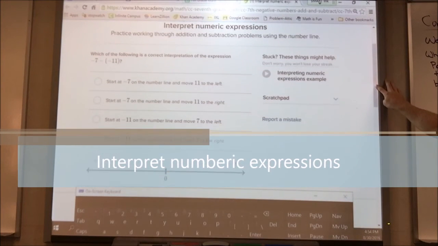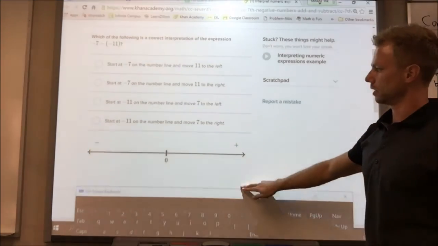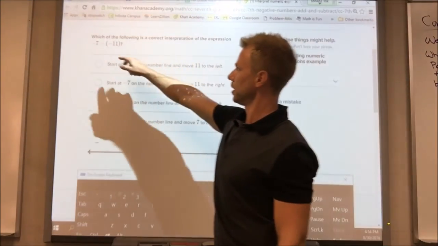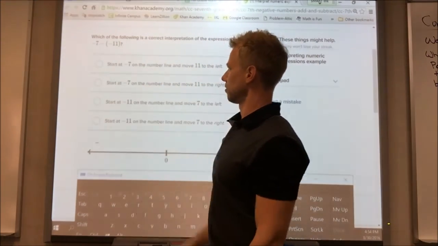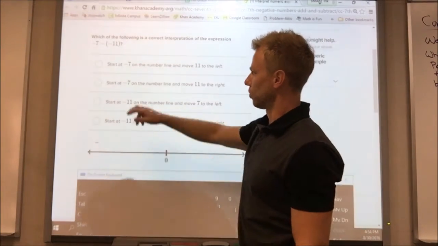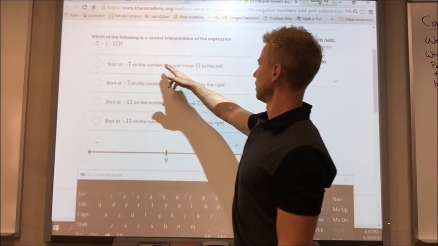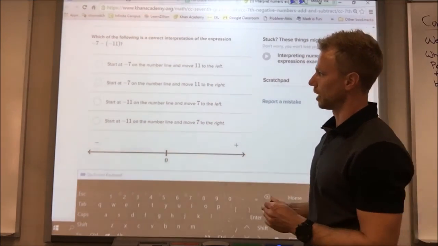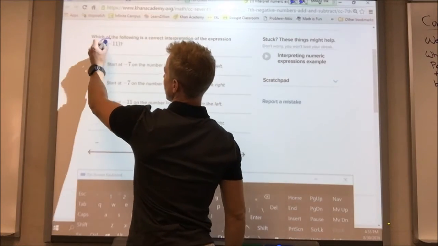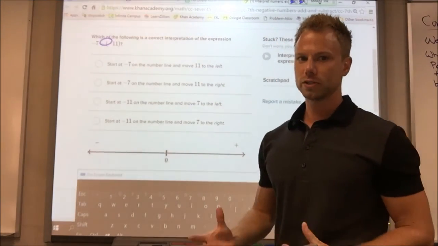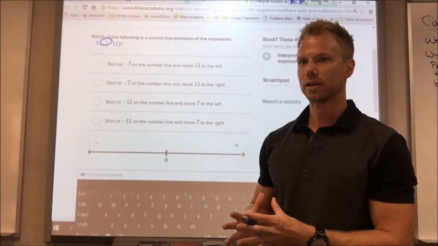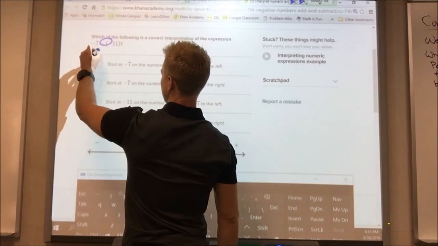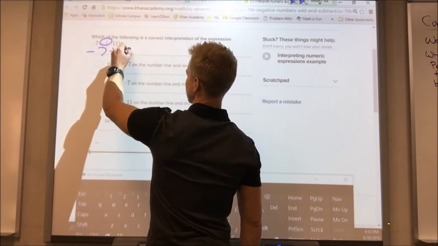Okay, now we have to figure out which interpretation fits the expression that they give us. So which of the following is a correct interpretation of the expression -7 minus -11? So are we starting at -7 on the number line and moving 11 to the left? Let's do some simplifying here. First, we see 2 negatives next to each other. According to our rules, 2 negatives next to each other, like signs, become a positive. So this actually simplifies to -7 plus 11.